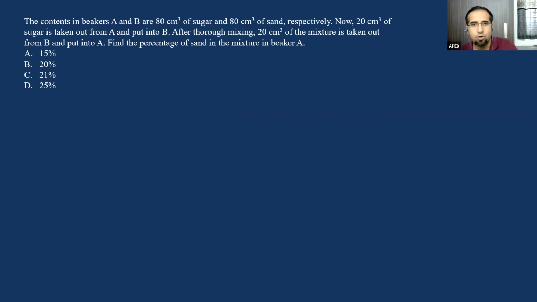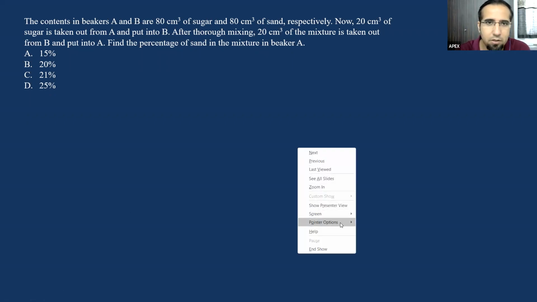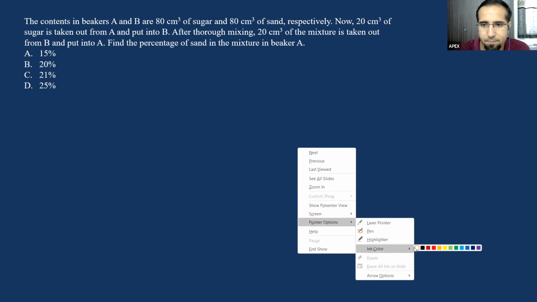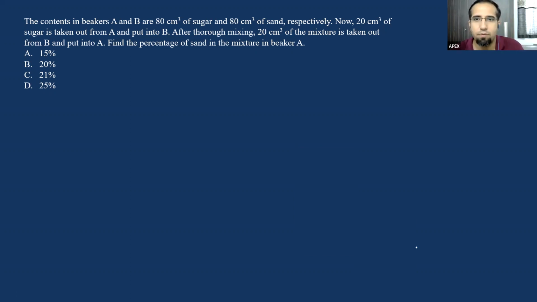Okay, guys, so let's look at this question. So it says that the contents of beakers A and B are 80 cm cube of sugar and 80 cm cube of sand, respectively. Okay. So sounds like a mixture-based question. So beaker A has sugar, 80 cm cube, and beaker B has sand, that is 80 cm cube, right?